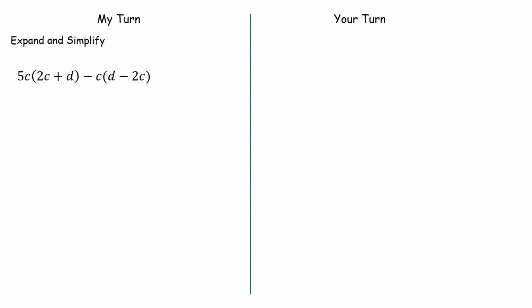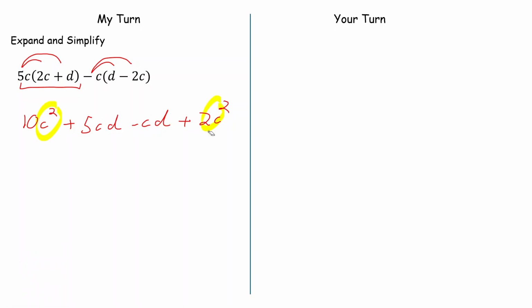Expand and simplify. So this one, same idea, 5c times c, looking at the first bracket, is going to give you 5 times 2 is 10c squared. 5c times a plus d is going to give you plus 5cd. Negative c times d is minus cd. And a negative c with a negative 2c, you've got two negatives, it's going to give you a positive, so plus 2c squared.